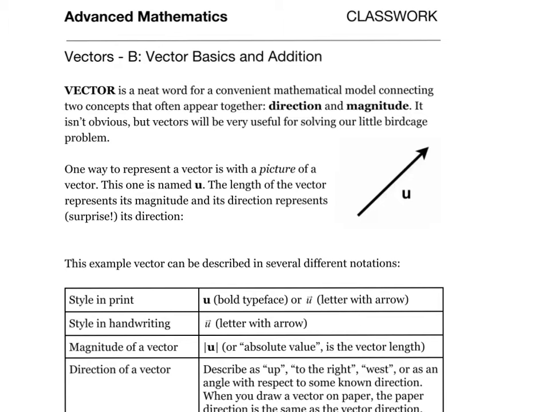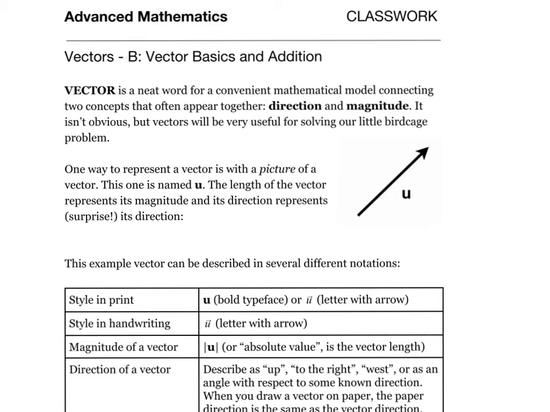So I've got on this page an example of an arrow that represents a vector. It's a model of a vector because this arrow has a direction and it has a magnitude which is represented by the arrow's length. So a longer arrow means a greater magnitude, a shorter arrow means a smaller magnitude, and direction is just direction.